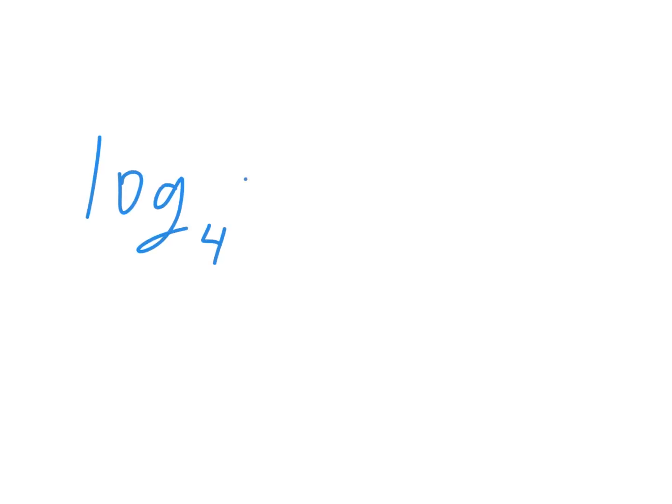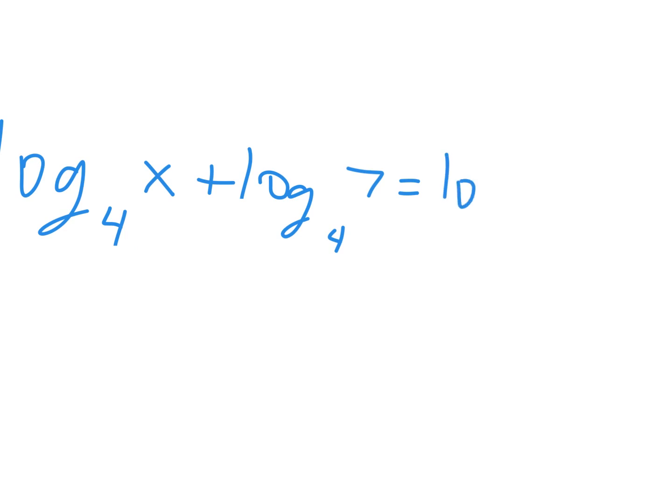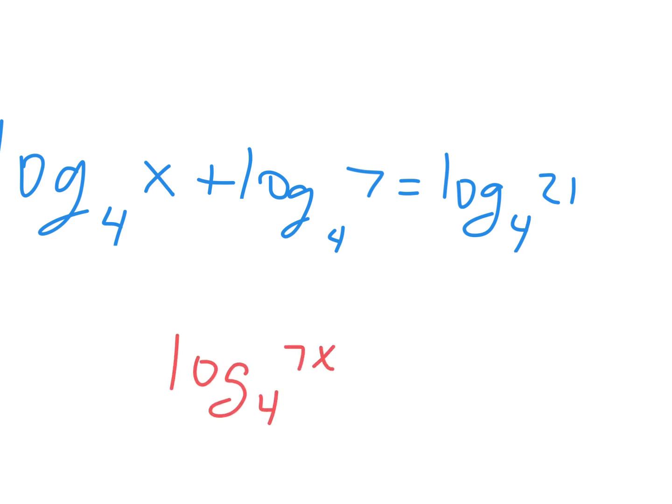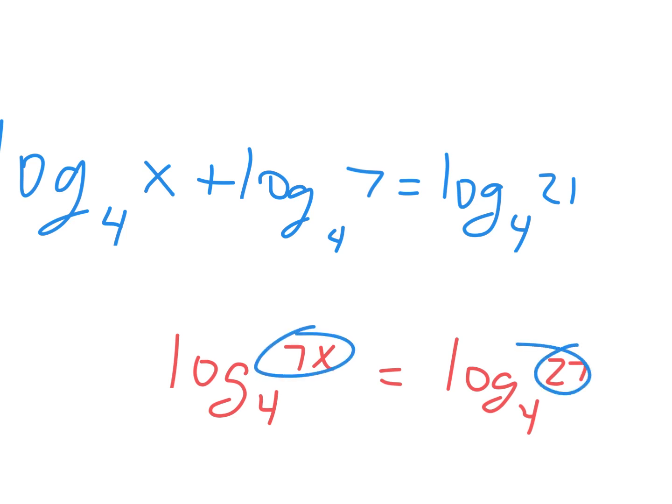Log base 4 of x plus log base 4 of 7 equals log base 4 of 21. Did you have log base 4 of 7x? I know it's x7, but you should really reverse them and say 7x. And as soon as you look at this, you're going to be like, oh, it's obvious. That must equal that. And I wrote 27, I meant 21. And therefore, x must be 3. Raise your hand if you had x is 3. Okay, awesome. All right, cool.